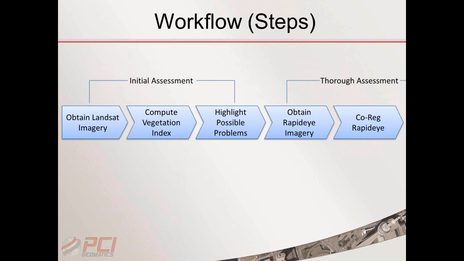So let's take a very quick look at the workflow that we're going to utilize in this demonstration. As mentioned, our initial assessment will be using Landsat imagery. We're going to compute a very basic vegetation index. I'll show you the two that I tend to use with Landsat imagery. And then we're going to highlight possible problems in our fields that we're responsible for.